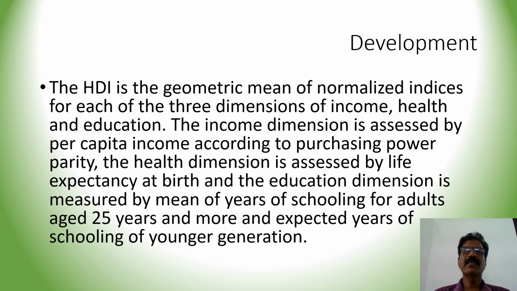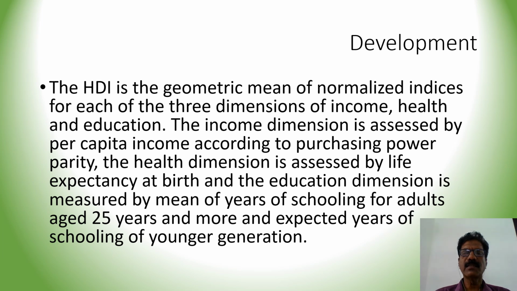The Human Development Index is the geometric mean of normalized indices for each of the three dimensions of income, health, and education. The income dimension is assessed by per capita income according to purchasing power parity. The health dimension is assessed by life expectancy at birth, and the education dimension is measured by mean of years of schooling for adults aged 25 years and more, and expected years of schooling of younger generation. Younger generation means those children who are ready to go to the school.